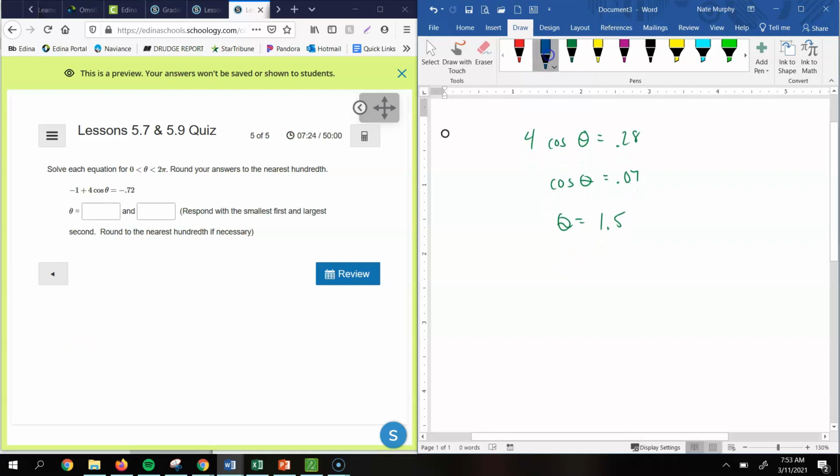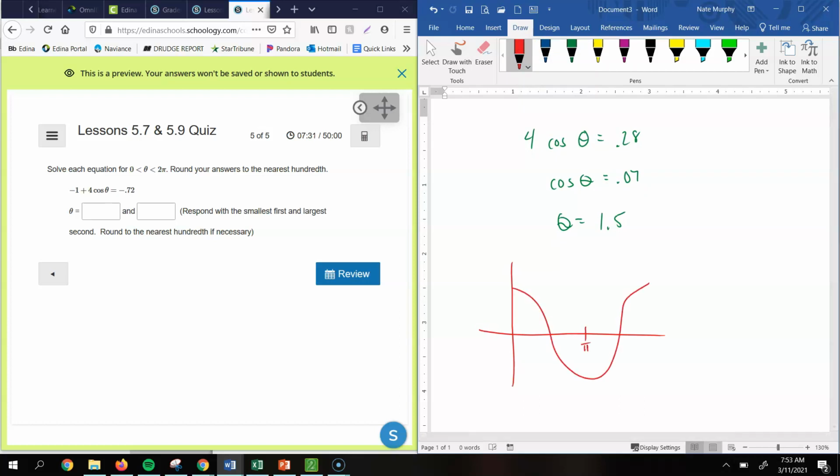And the reason why, let me show you again. If this is 1 and negative 1, now we had cosine of theta was 0.07, so we'll say this is 0.07. Again, there are two values of theta that we're looking for. This distance from here to here is 1.5. So when we take the cosine of 1.5, we get the value of 0.07.